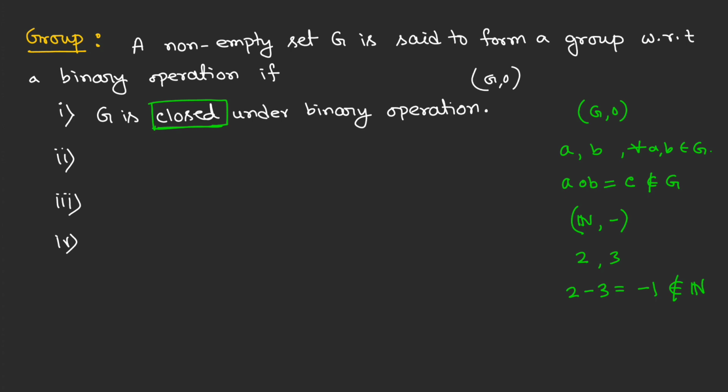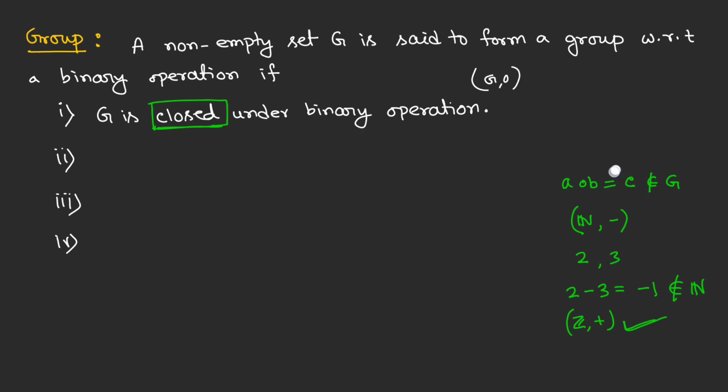Clear? Let's take another example. Let's take Z with addition. Choose any arbitrary elements. If you add any two integers, the result must be an integer. So you can say that Z with addition is always closed under the operation addition. I think the concept of closure is very clear. You have to choose two arbitrary elements, apply the operation, and the result must be from the set G. This is the concept of closure.